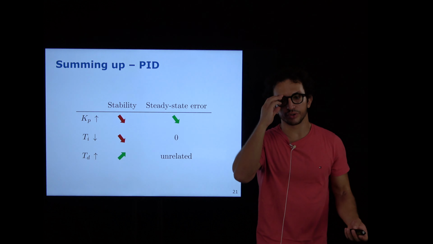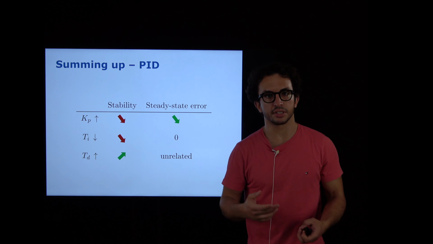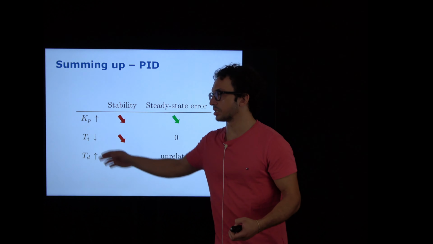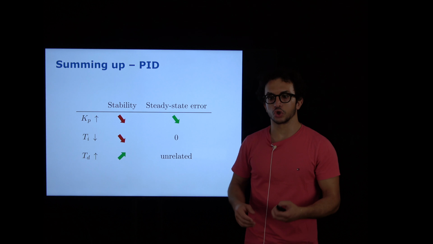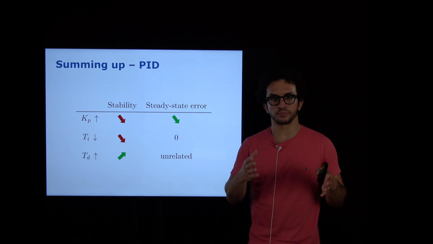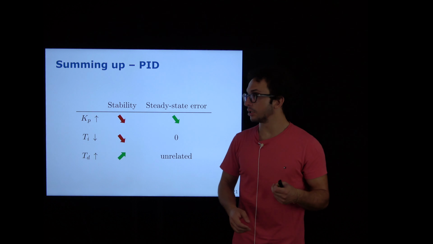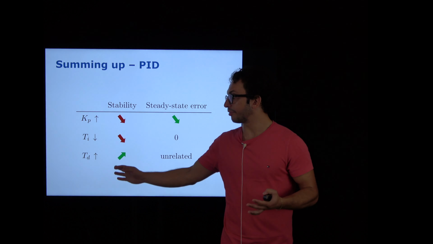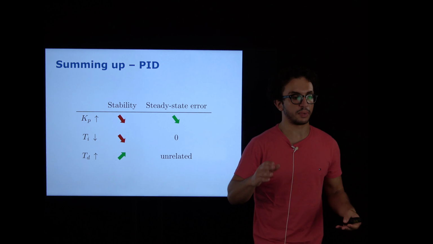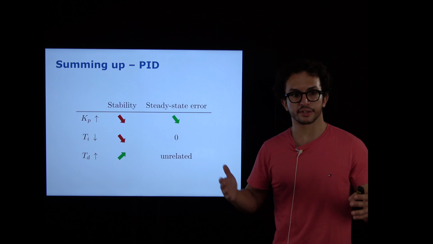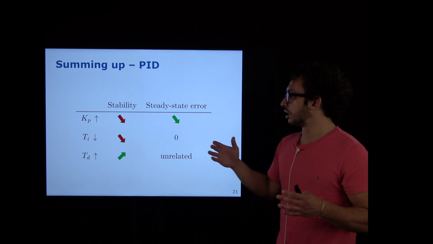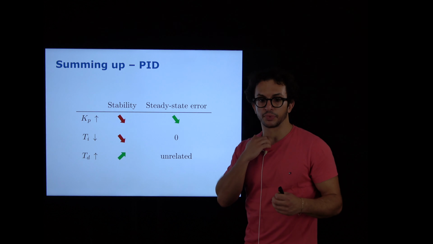The integral term also harms the stability when the integral constant goes up. So when we integrate more, the stability can be harmed. On the other side, the derivative term acts as a brake on the system, so it helps us preserve stability.